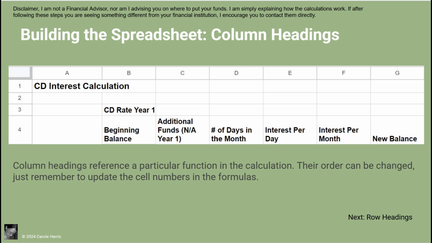When building the spreadsheet the first time, use the cell names and locations as presented here. Each cell has a specific function in the calculation, so make sure you have an understanding of what each one does before making changes. Once you become familiar with the process, then you can customize the view to fit your need. Just remember to correct the cell names and numbers in the formulas.